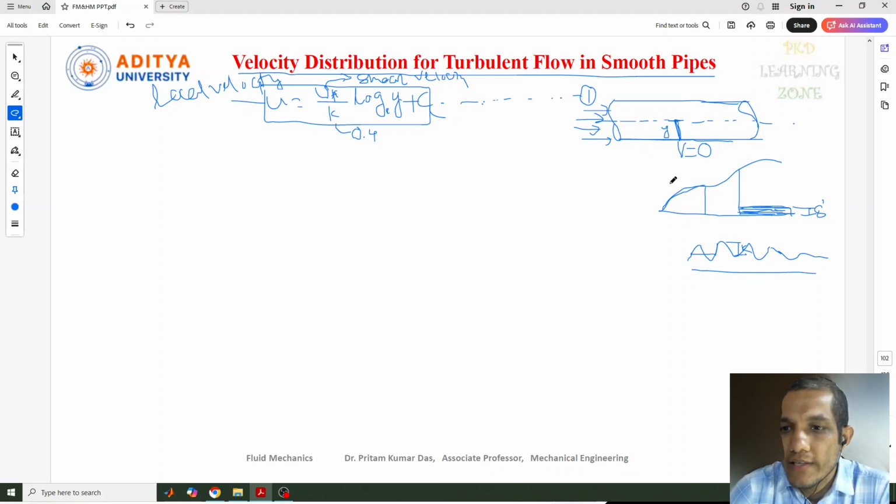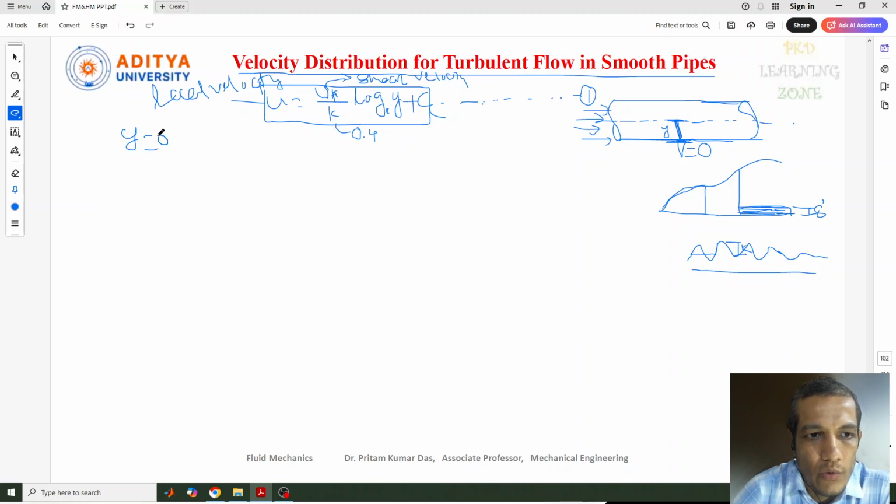Now you can see this distance y we have taken in the pipe. Here this is the 0 point, and with some height there is some y equal to y1, y2, y3. But at y equal to 0, at the pipe wall, if you put the value of y here, then what will we get? The value will be minus infinity. If you put y equal to 0, the velocity at the wall we are going to get is minus infinity.